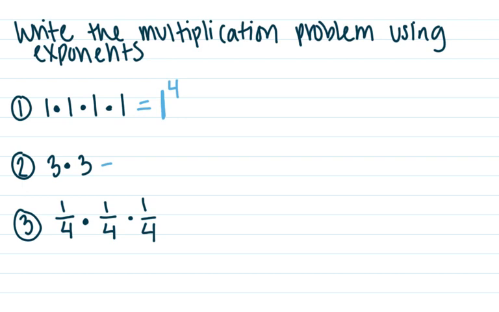For number 2, the number that's repeating is a 3, and there's 1, 2 of them. So this is 3 to the 2nd power, or 3 squared is another way we can read that. And then on our last one, the base is this 1/4. It's the number that is repeating, and it's repeating 1, 2, 3 times. So that's 1/4 to the 3rd power.